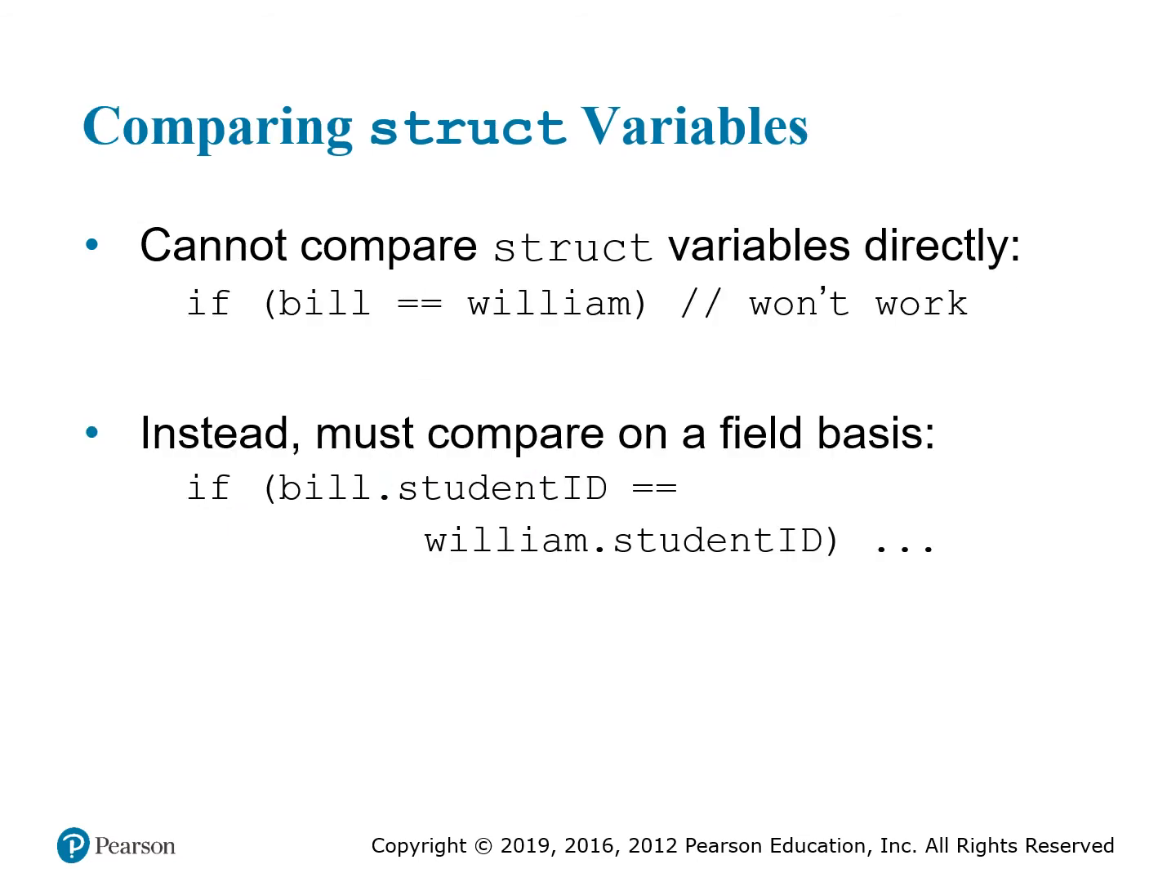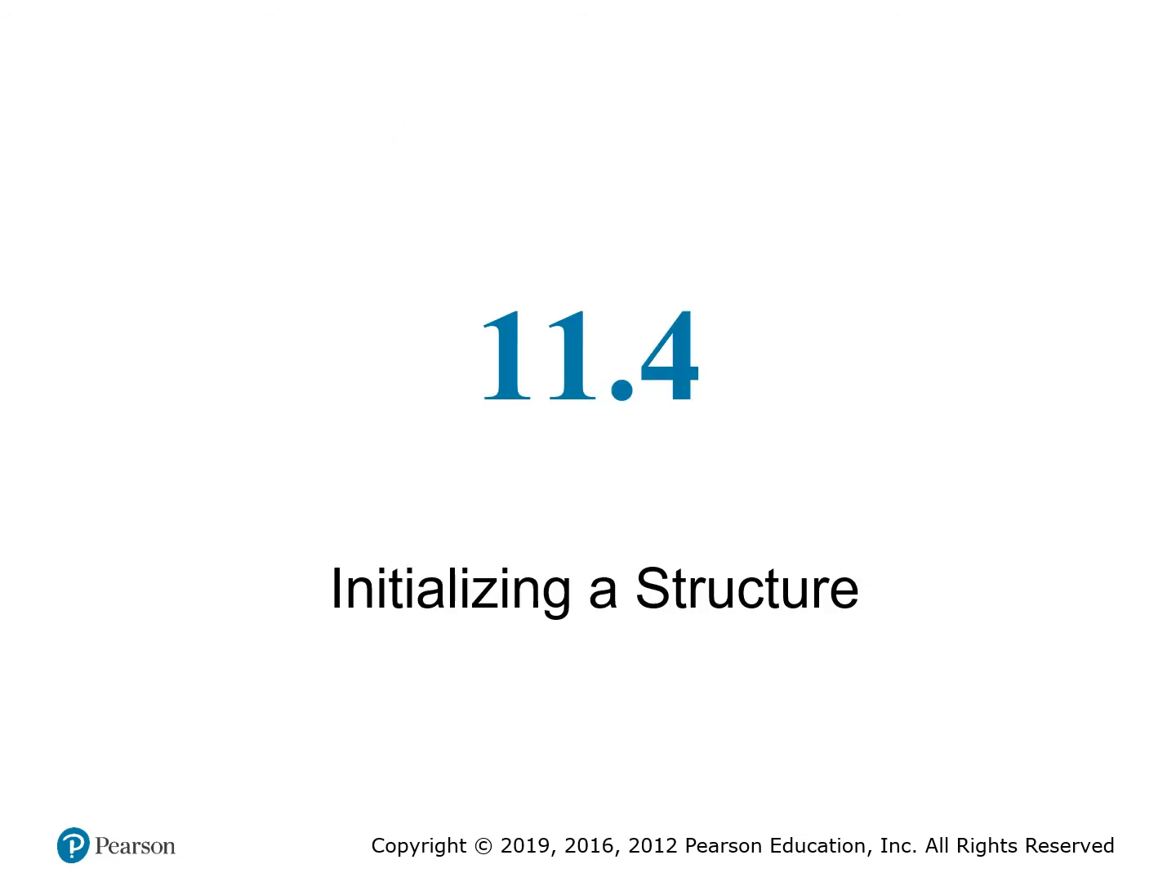Also, sad but true, you cannot compare entire struct variables directly. Bill does not equal William, but we can treat the member variables individually. They're called member variables or fields, member fields. There are various names for them.